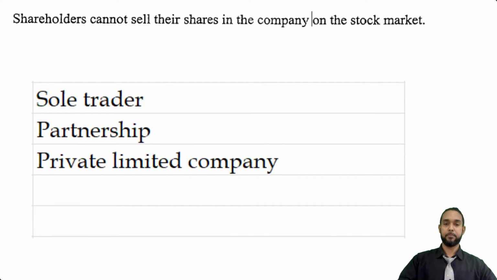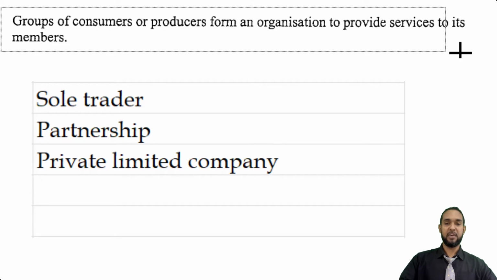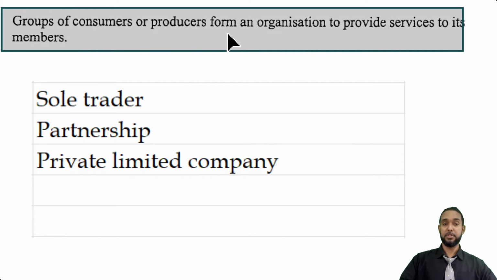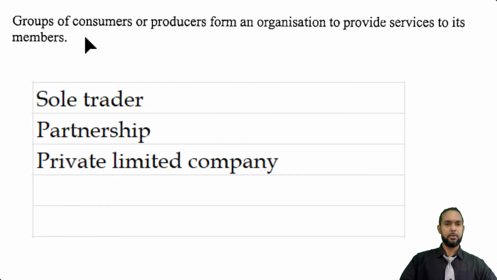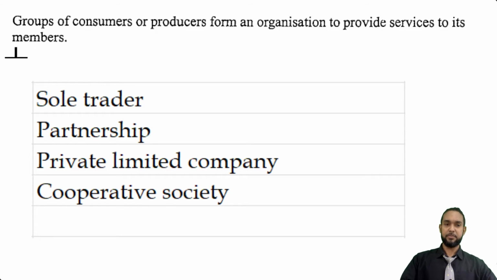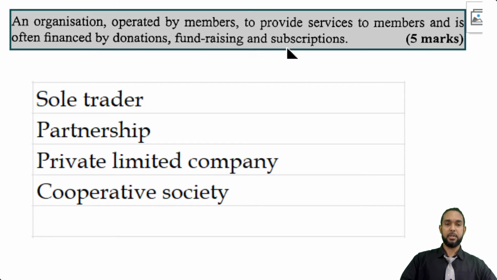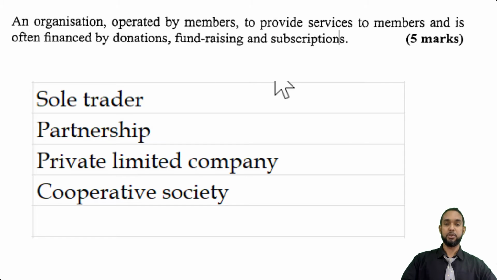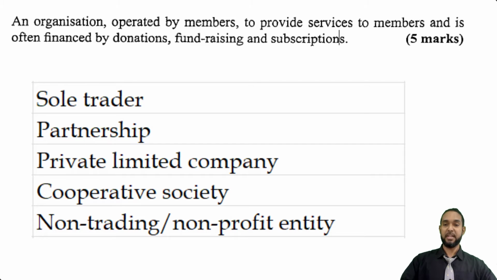Let's put that here. Number 4, we have a group of consumers or producers forming an organization to provide services to its members. Okay, that's a cooperative society or friendly society. There are different names you can use. The last one here says an organization operated by members to provide services to members and is often financed by donations, fundraising, and subscriptions. Right, so that is definitely a non-trading or non-profit organization or entity.